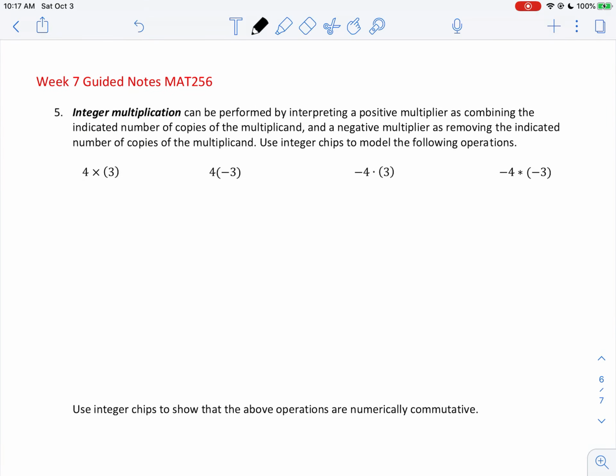All right, integer multiplication. Integer multiplication can be performed by interpreting a positive multiplier as combining the indicated number of copies of the multiplicand, and a negative multiplier as removing the indicated number of copies of the multiplicand.